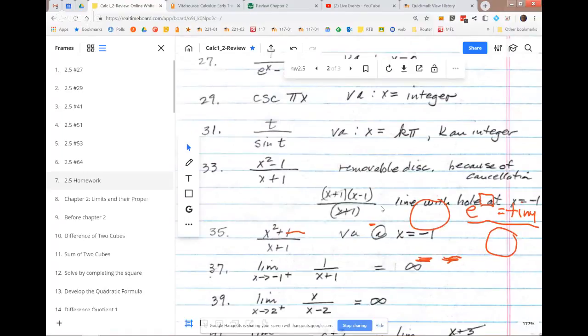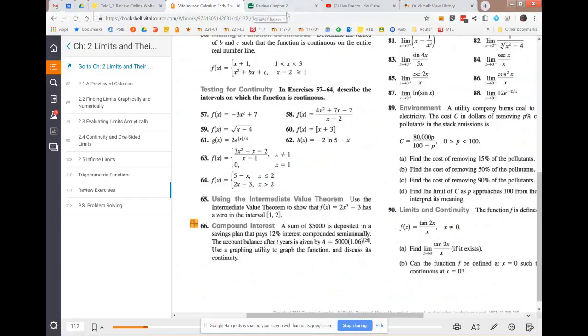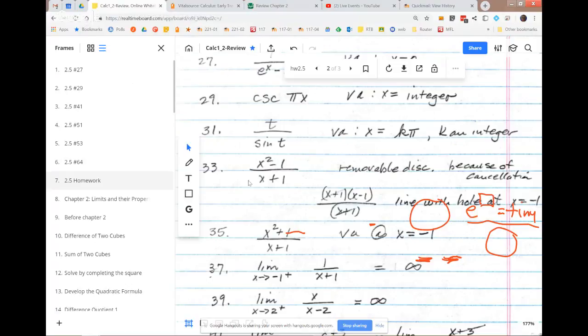Okay, 31. t over the sine of t. By the way, what are the directions here? Never mind. Oh, you got it. Tell me. It just says find the vertical asymptotes of the graph of the function. Yeah, and that's what VA means, vertical asymptote.